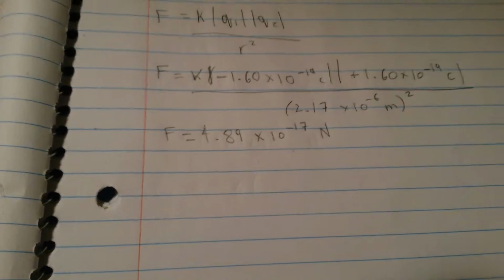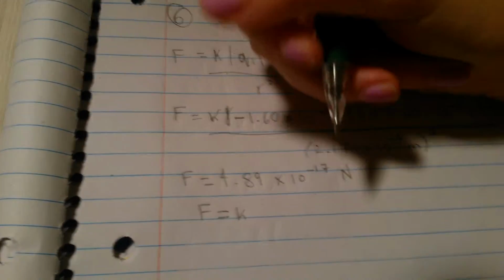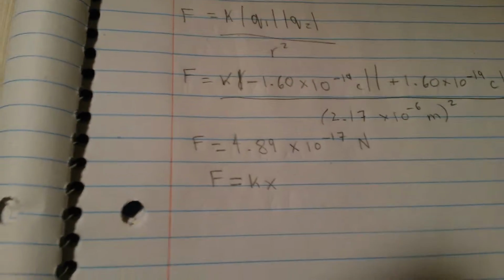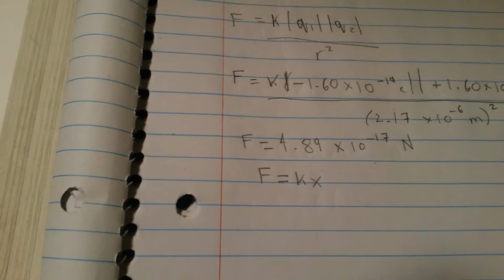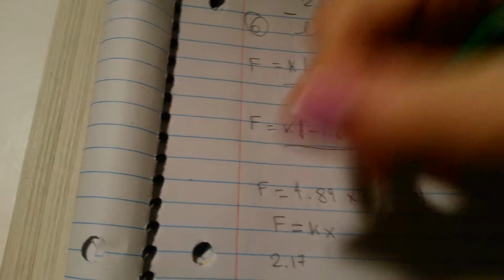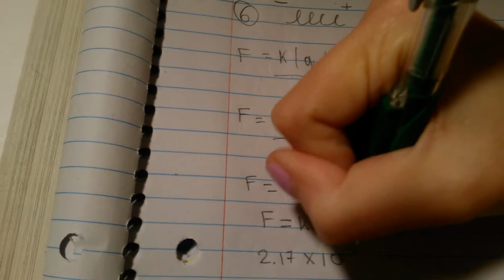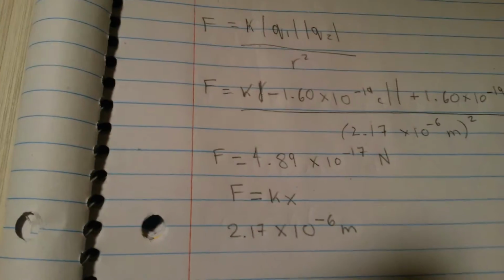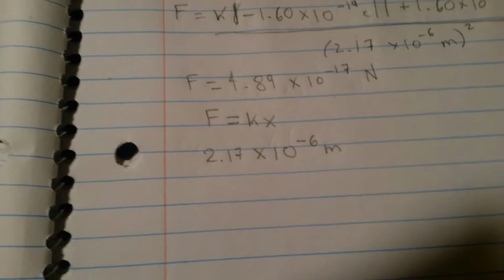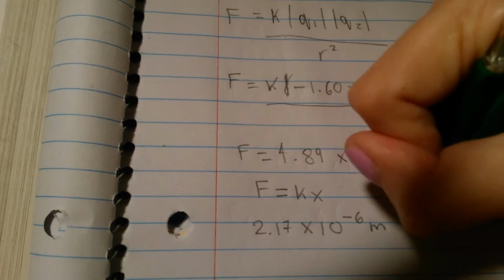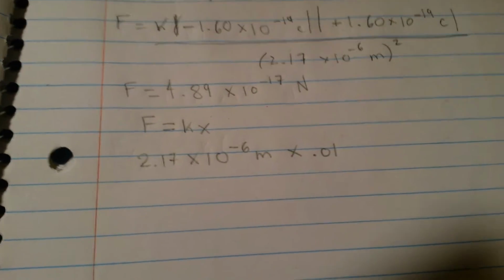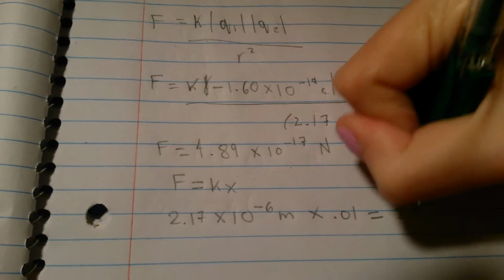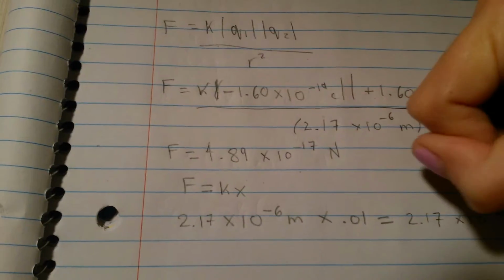And now we need to find the spring constant, so then we use the spring constant equation. Force equals K, which K is the spring constant, times X, which is the distance. So then we know that it compresses by 1%, so we need to multiply the distance, or the distance X, I meant, times 0.01. And then you get 2.17 times 10 to the negative 8 meters.